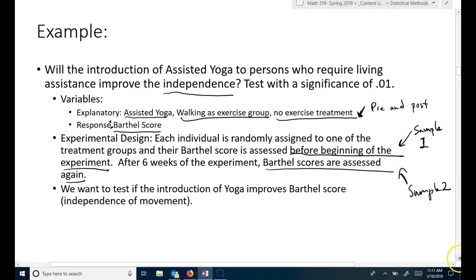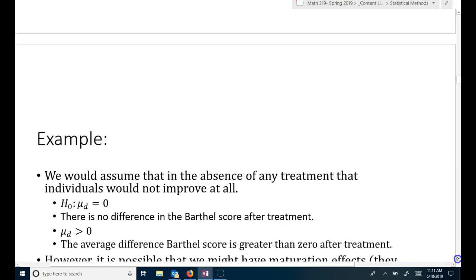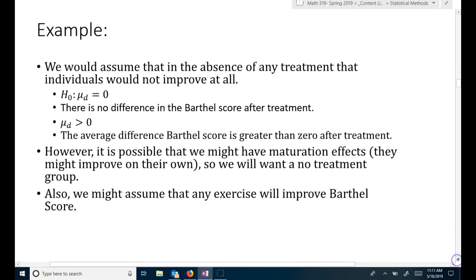Okay? And what we're looking to do is, will introduction of yoga improve our Bartle score? All right. So, in our example, we would assume that in the absence of any treatment the individuals should not improve at all. Why should I expect any kind of improvement, right? Okay, so that's our mu d is equal to 0. The average difference, on the other hand, if our treatment of assisted yoga is effective, then we might actually see that we get a change in our mean difference, and that it would in fact increase.